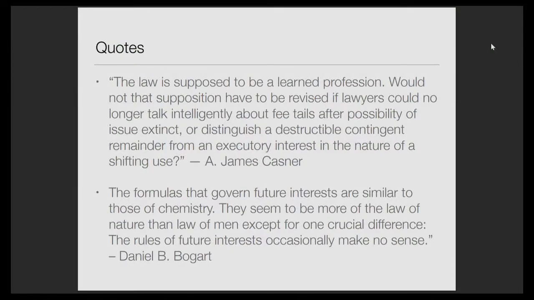And professors have recognized for a while that this material is somehow different and problematic in a way that requires a defense. So James Kasner, one of the most prominent property teachers of the 20th century, author of one of the most widely used case books, basically tied learning this stuff to the idea that law is a learned profession. Would that supposition have to be revised if lawyers could no longer talk intelligently about fee tails after possibility of issue extinct, or distinguish a destructible contingent remainder from an executory interest in the nature of a shifting use?